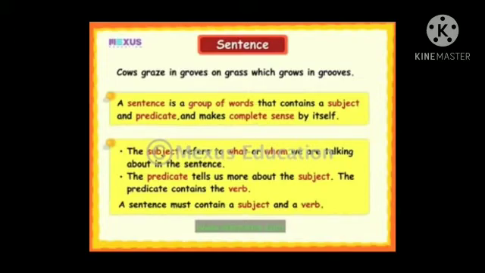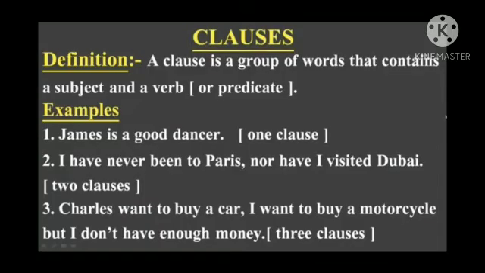In a sentence, the subject refers to what or whom we are talking about. The predicate tells us more about the subject. The predicate contains the verb. The sentence must contain a subject and a verb.